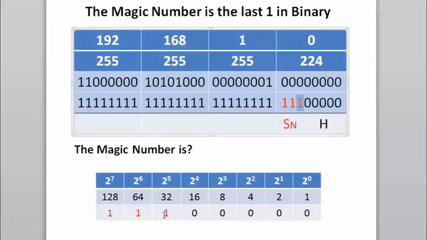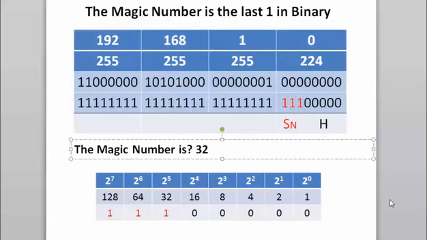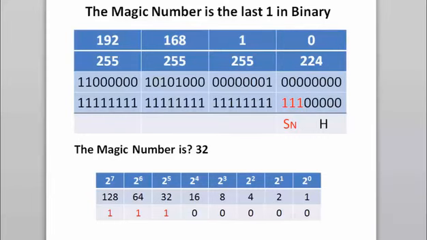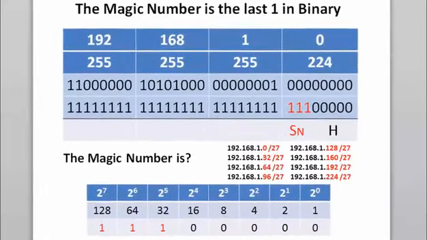In this case, it's in the 32's place in the binary conversion table. So the magic number is 32. If we look at the networks, we'll see that they go up by 32. The first network being 0, 192.168.1.0/27, then the 32 subnet /27, 64, 96, 128, 160, 192, and 224. The subnets go up in increments of 32, following the magic number.